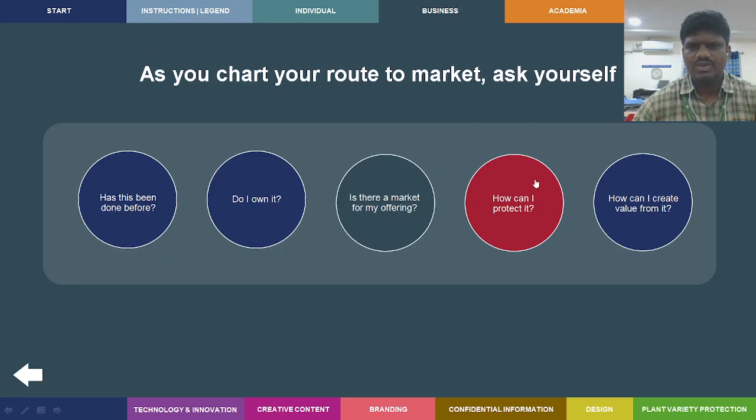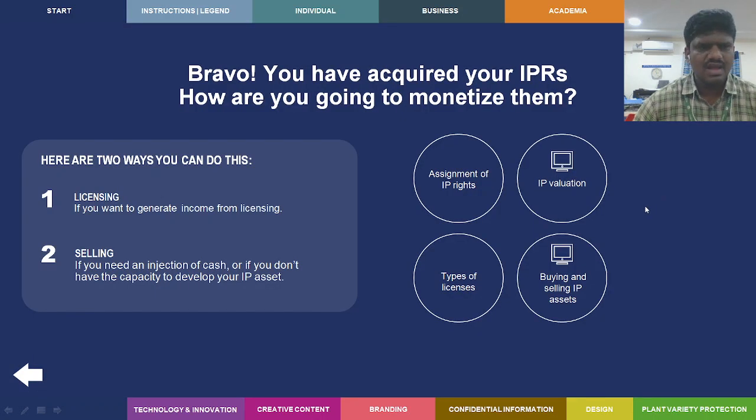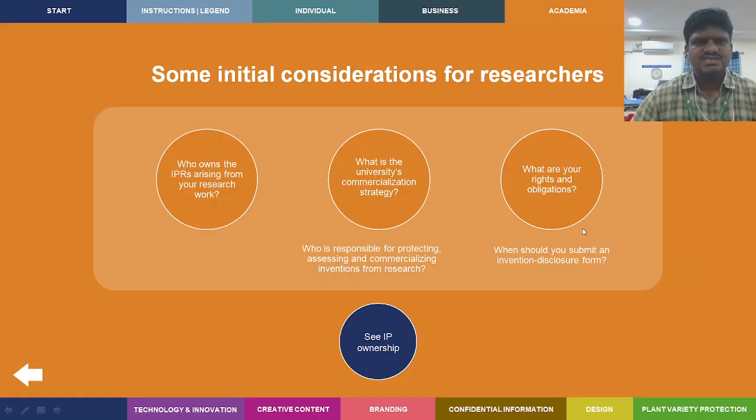Already I mentioned what you have to do. How can I create value from it? Very important. I already told you the same thing is applicable to the business model also. Now come to the academics. Some initial considerations for researchers, which belong to academic IPRs.